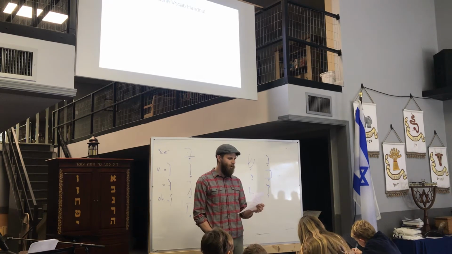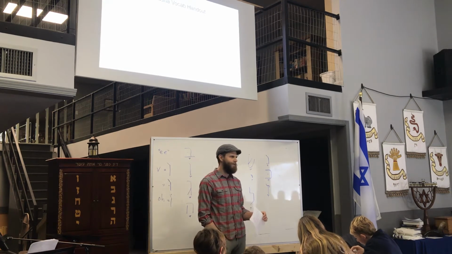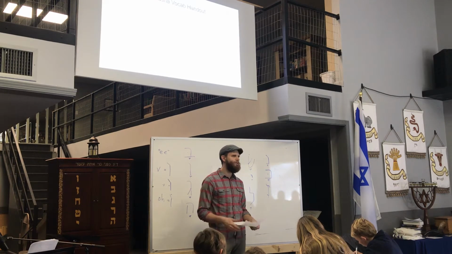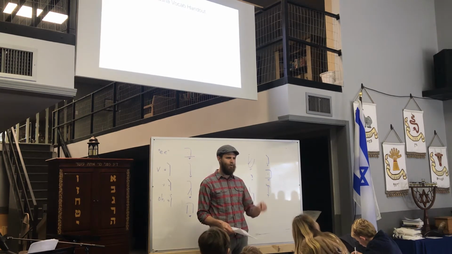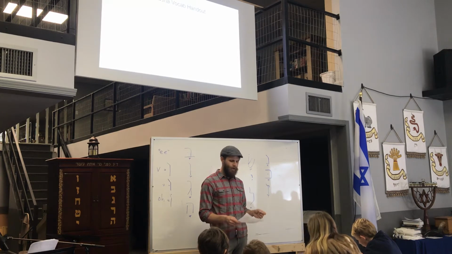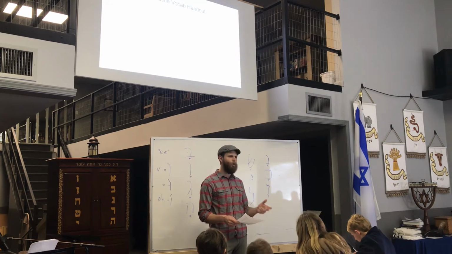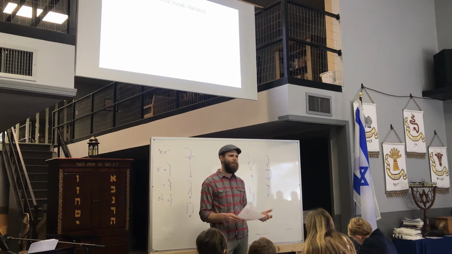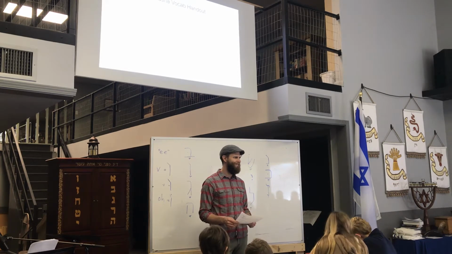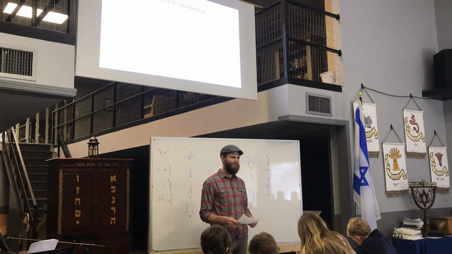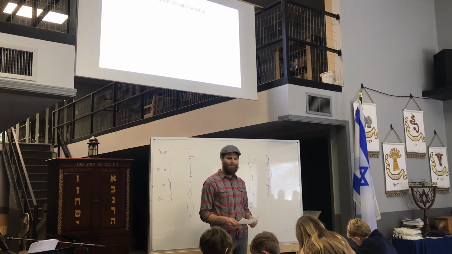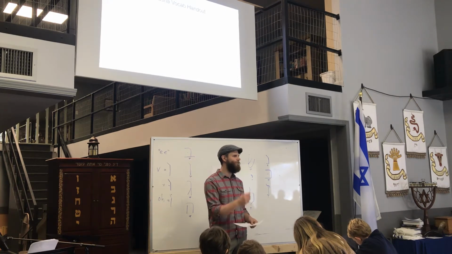Next word is tola'at. Tola'at is a color and it's an animal, an insect. It's a worm or crimson. Why are crimson and worm the same word, do you think? Why are they the same word? You smush the worm to get the color.